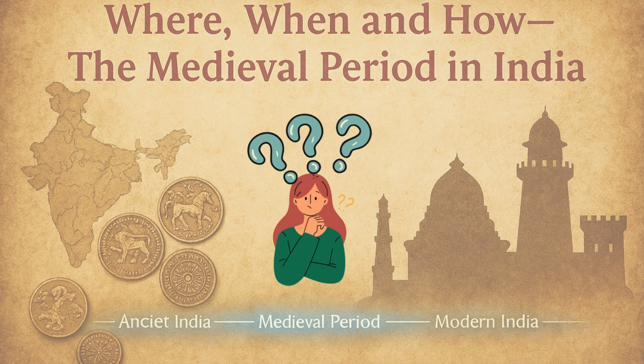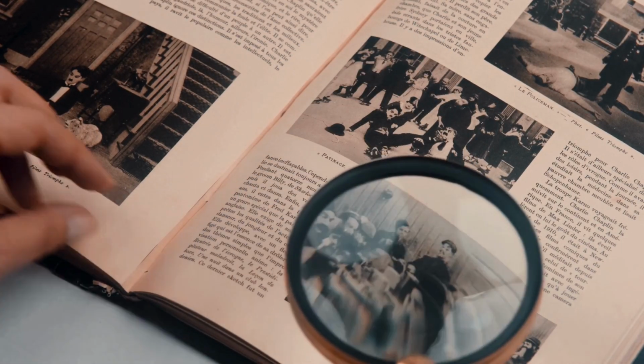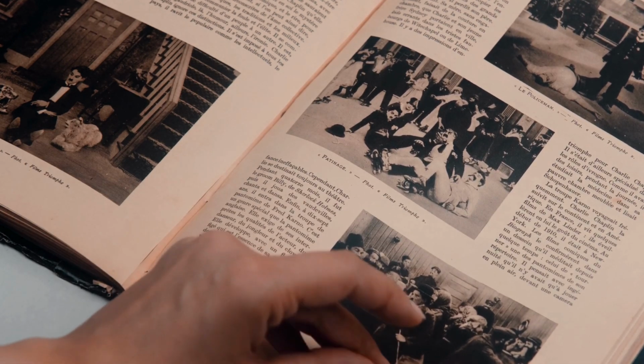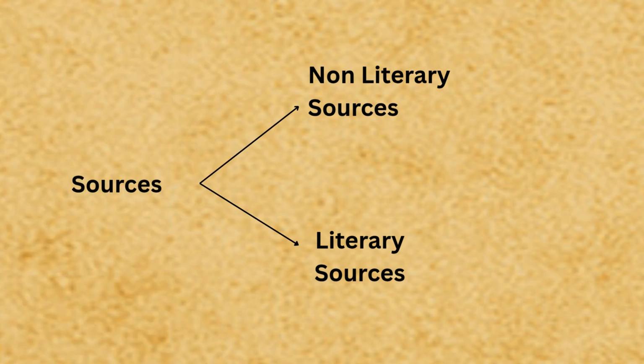Here, the next question that comes to our mind is how this medieval history was discovered. Historians depended on different sources for reconstructing history. The sources for the medieval period of India are many, and they can be divided into two categories: non-literary sources and literary sources.